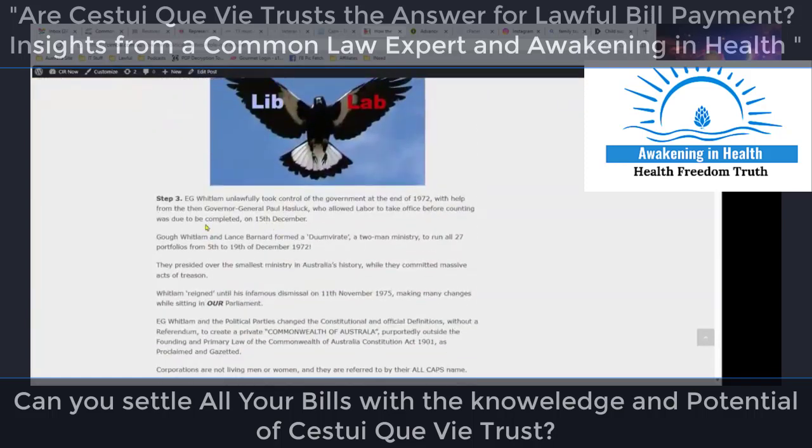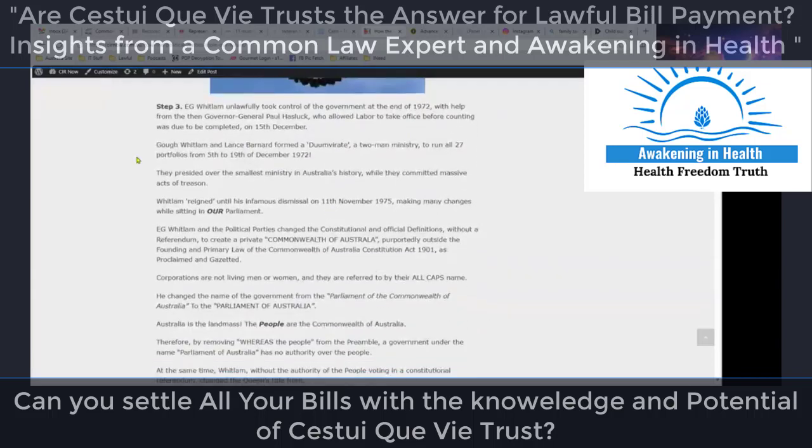Step 3, Whitlam unlawfully took control of the government at the end of 1972 with help from the then Governor-General, Paul Hasluck, and that was even before vote counting was finished. So we don't know if he actually won the election or not. Then Gough Whitlam and Lance Barnard formed a duumvirate, that is a two-man ministry, to run all 27 portfolios from the 5th to the 19th of December 1972. It was the smallest ministry in Australia's history.